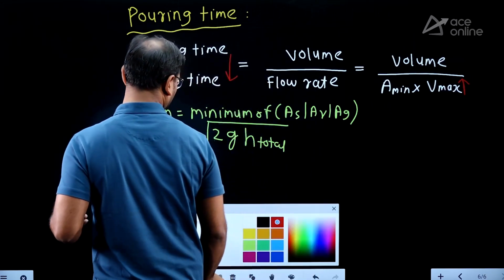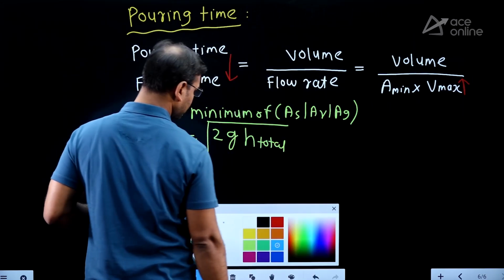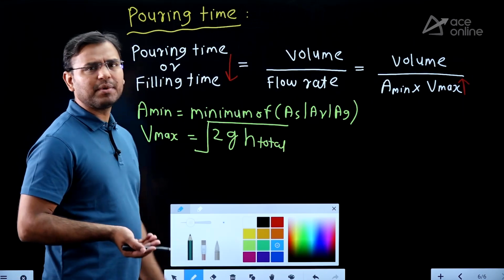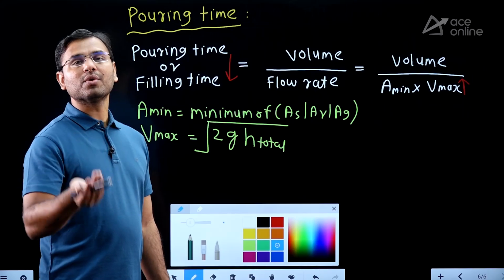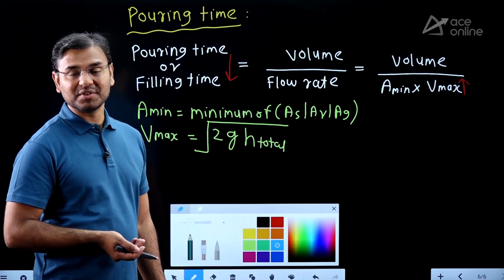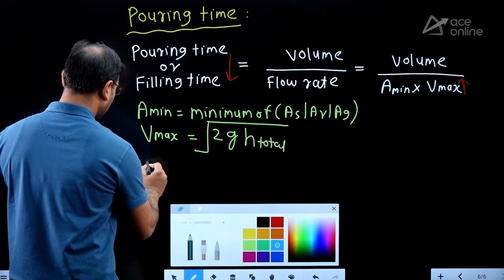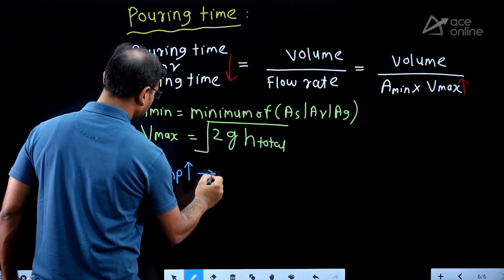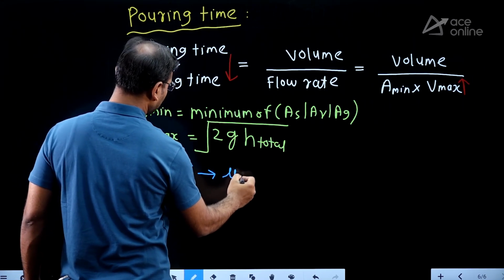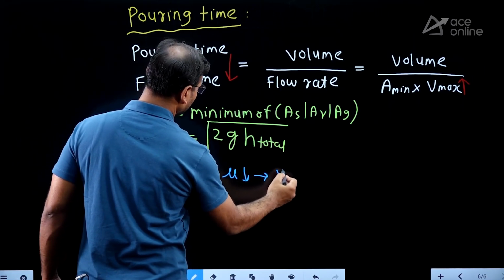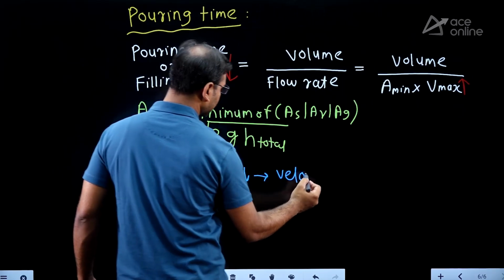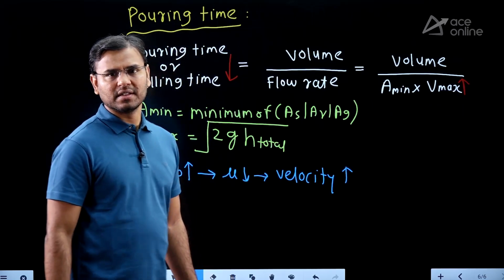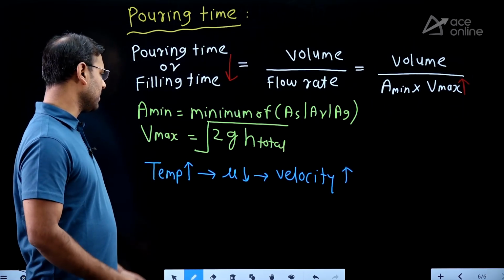And guys, this velocity also depends on some terms. The velocity depends on the viscosity of molten metal. If we increase the temperature of molten metal, then the viscosity is going to reduce. If the viscosity reduces, then the velocity is going to increase. Then the velocity of molten metal is going to increase here.